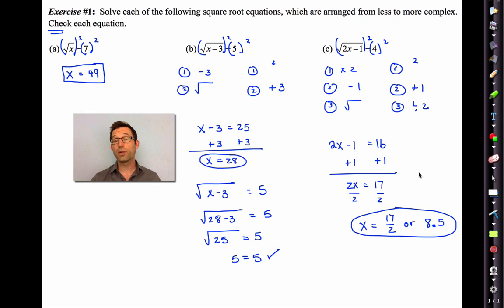That's really it so far. We'll look at three that are a little bit more complicated in a second, but pause the video now and copy down anything you need to.